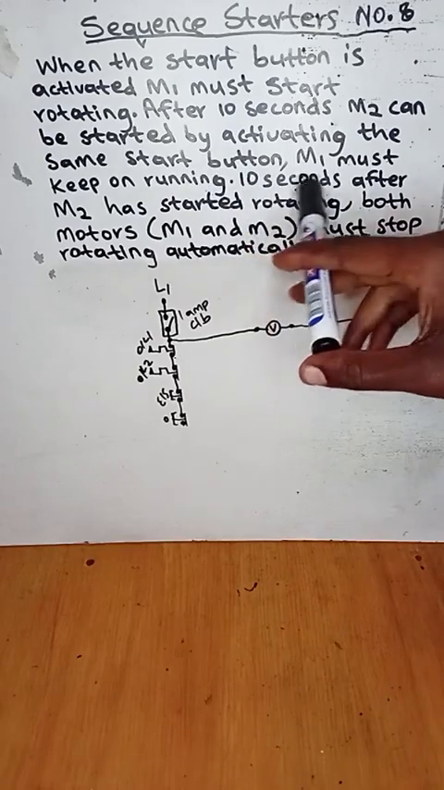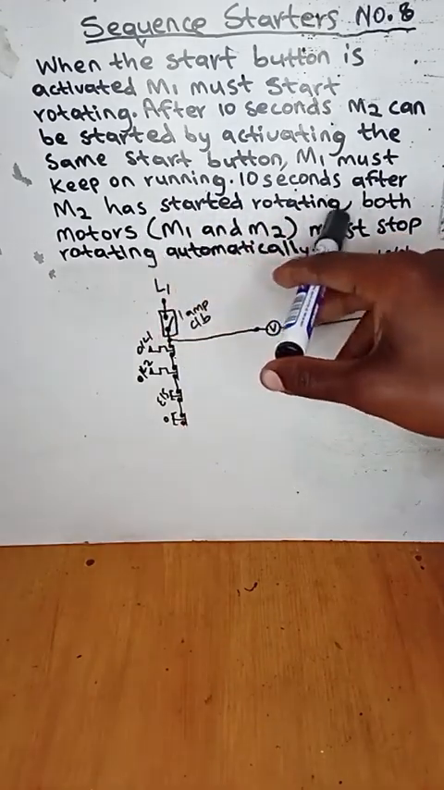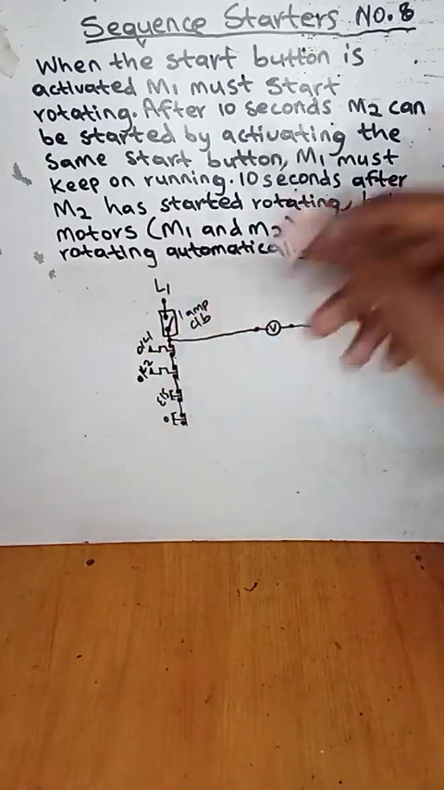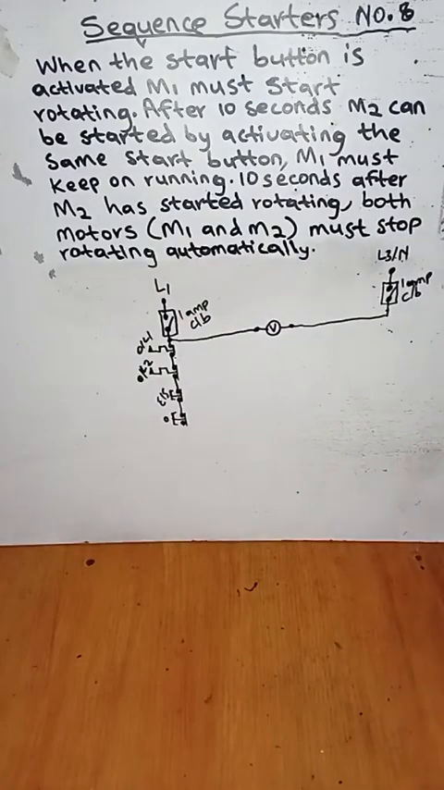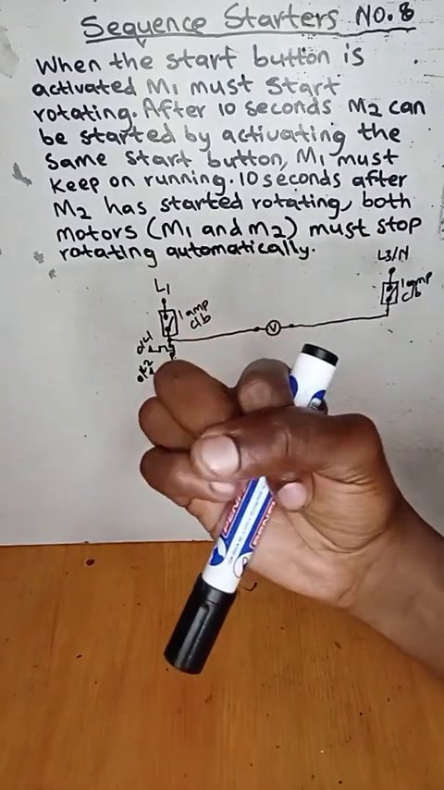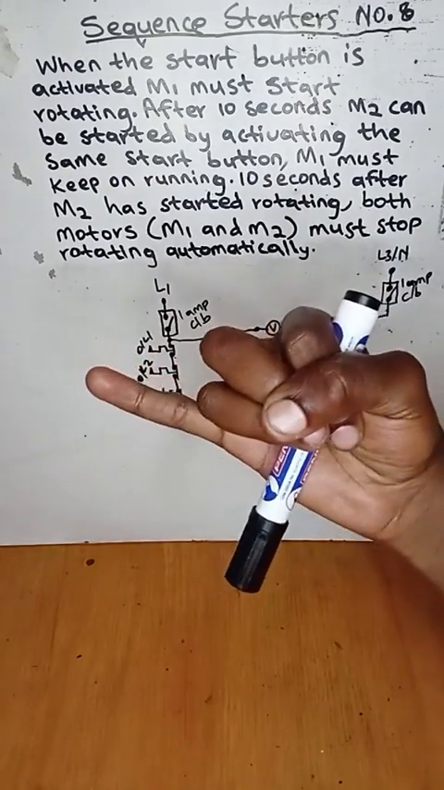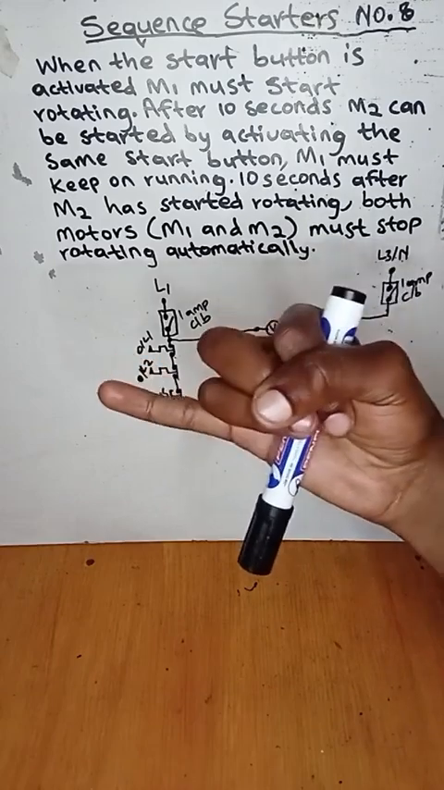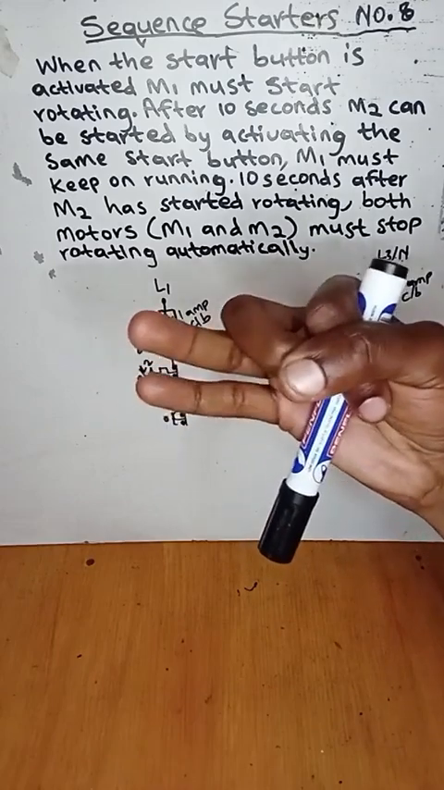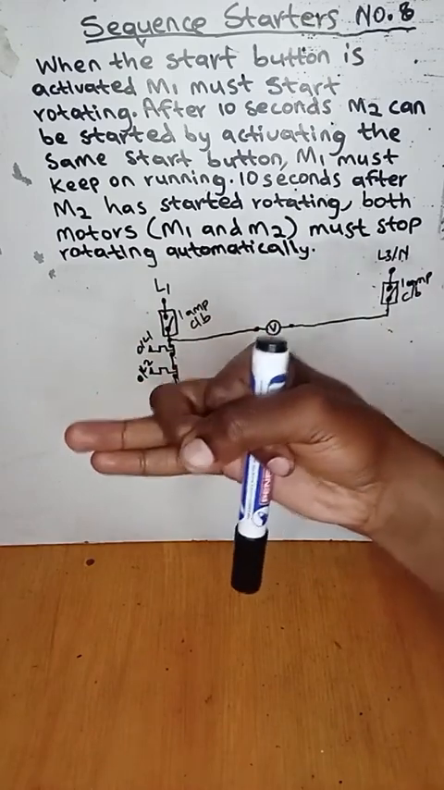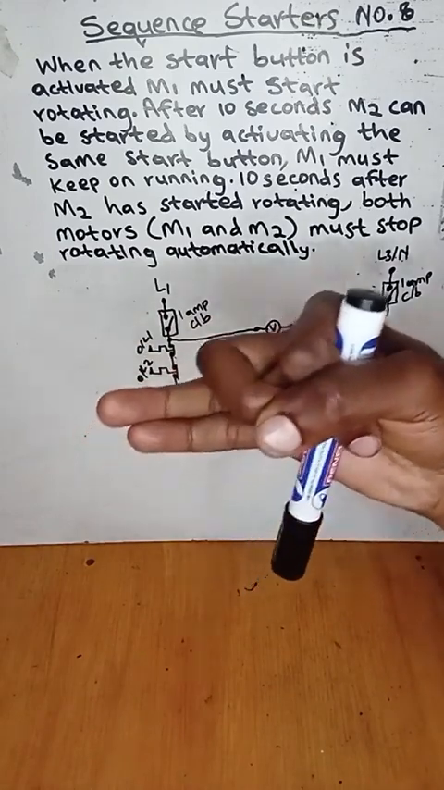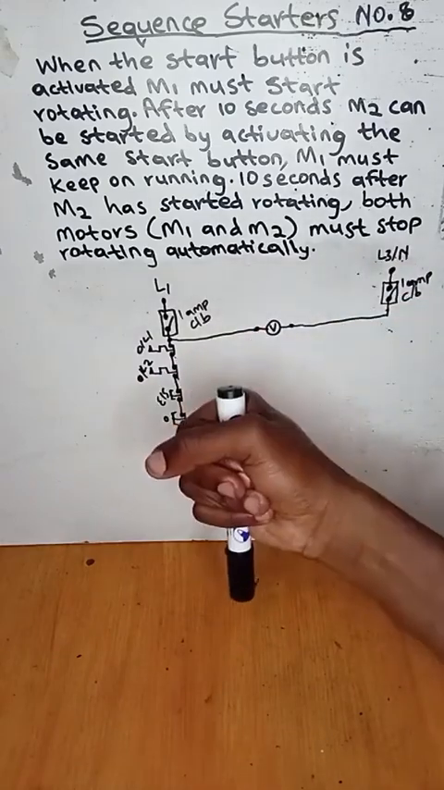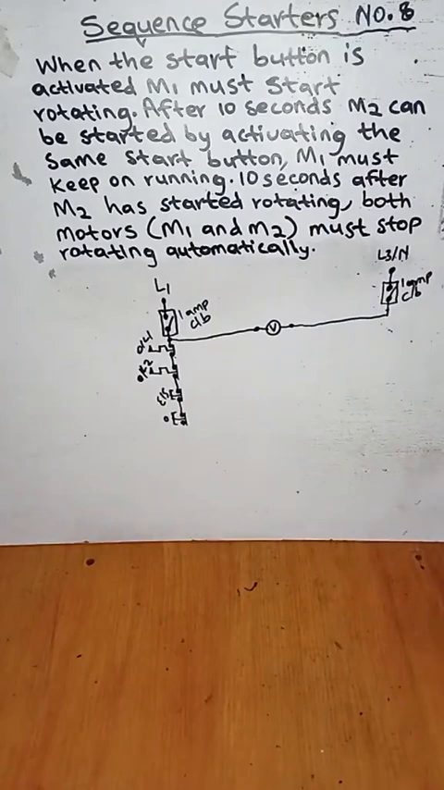And it says 10 seconds after motor 2 has started rotating, both motors, motor 1 and motor 2, must stop rotating automatically. So motor 1 will start rotating. After 10 seconds, we'll press the same start button again, in which it will energize motor 2. And then after 10 seconds, both motors will stop rotating. Okay.